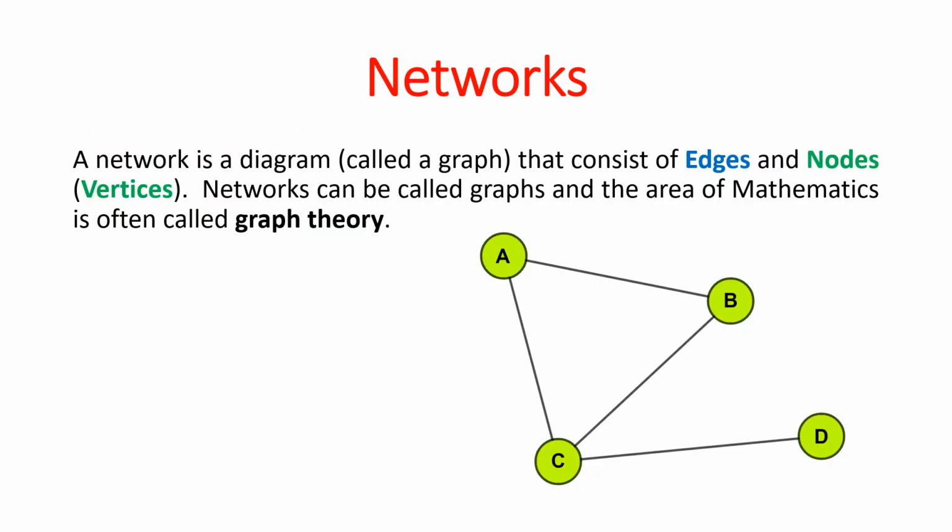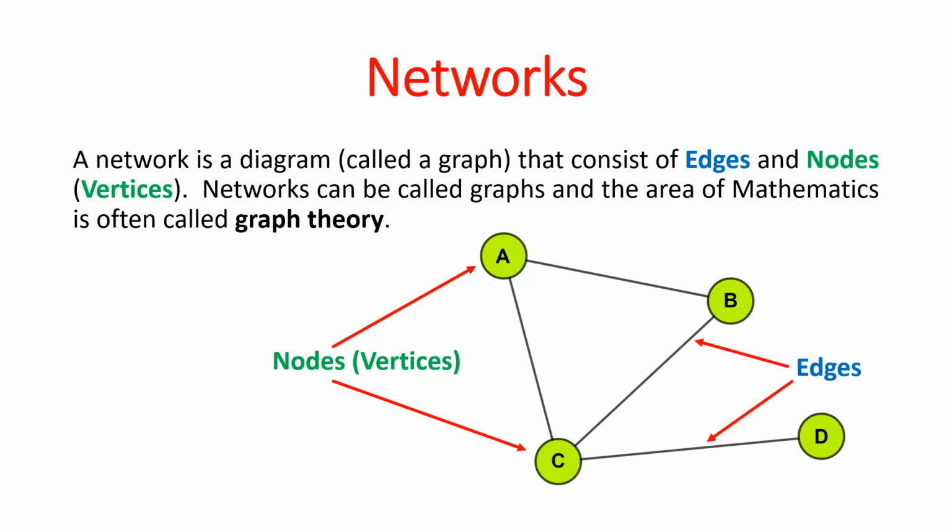Now, we just said we have these things called edges and nodes. So let's explain what we mean by that. A node is like a point. We often call them vertices. And an edge is a line that connects the nodes together. Altogether, this is called a network diagram.